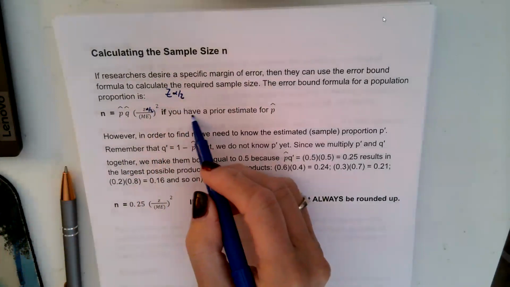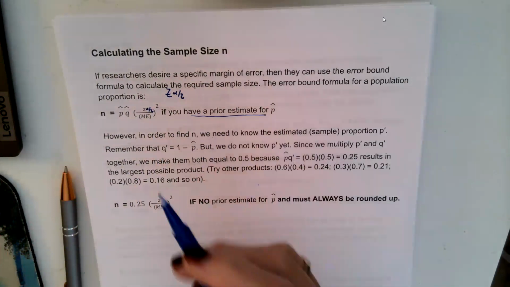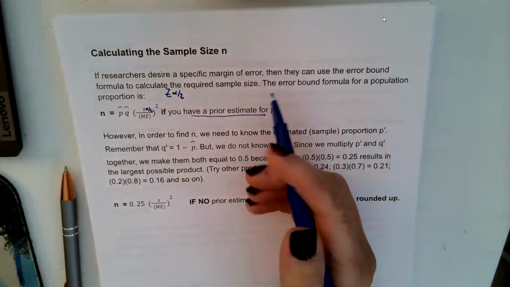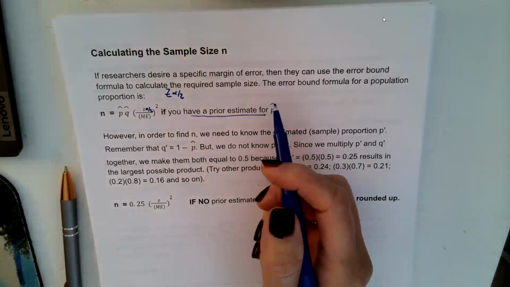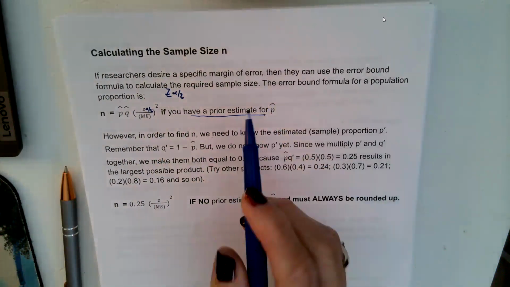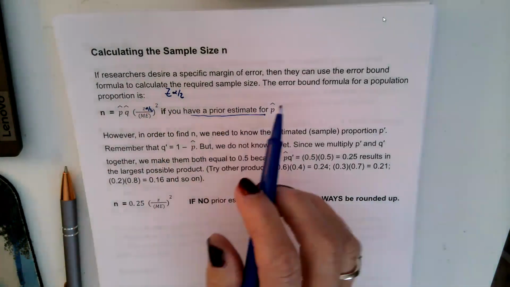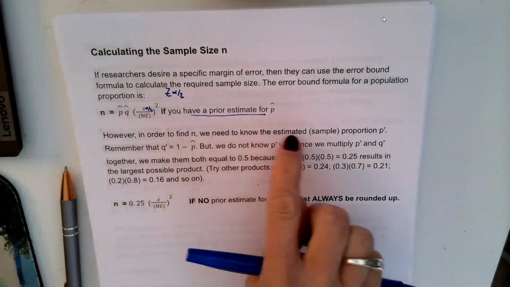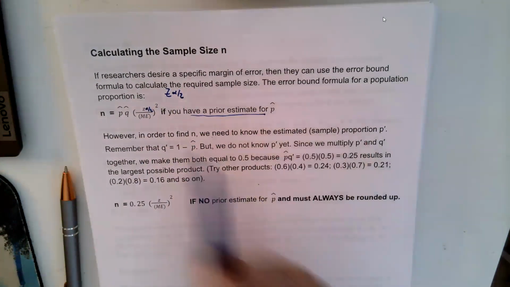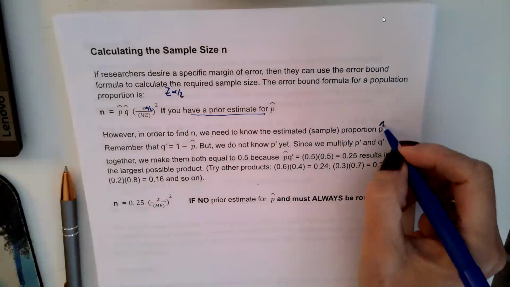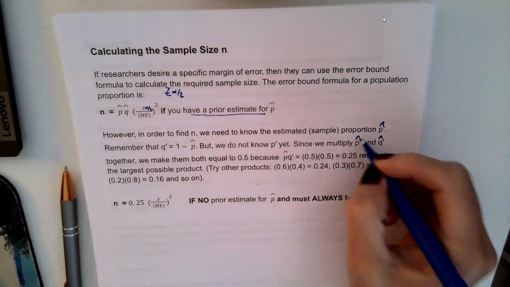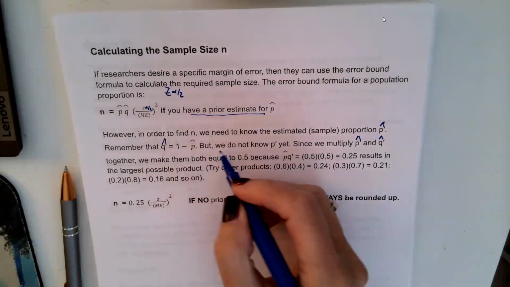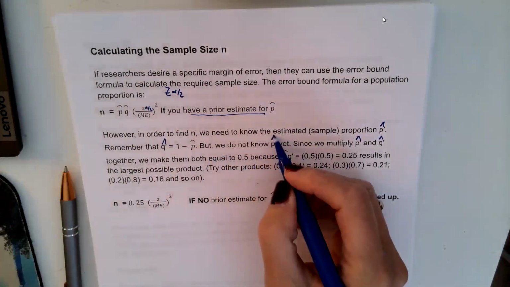This is if you already have a prior estimate for p hat. So let's say you did a sample last year and you had a certain sample size, and so you kind of know what the p hat was from last year. If you don't have a prior estimate p hat, then in order to find n, we need to know the estimated sample proportion, p hat.